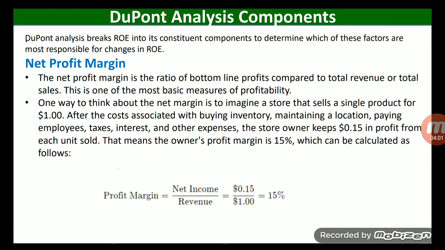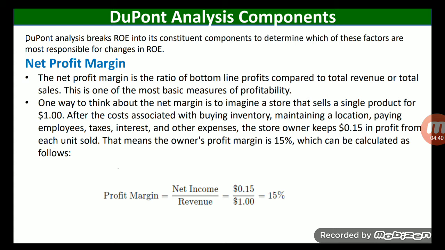Now in this lecture we are going to discuss the DuPont analysis components. DuPont analysis breaks return on equity into its constituent components to determine which of these factors are most responsible for changes in the return on equity. The first one is net profit margin. The net profit margin is the ratio of bottom line profits compared to total revenue or total sales. This is one of the most basic measures of profitability.